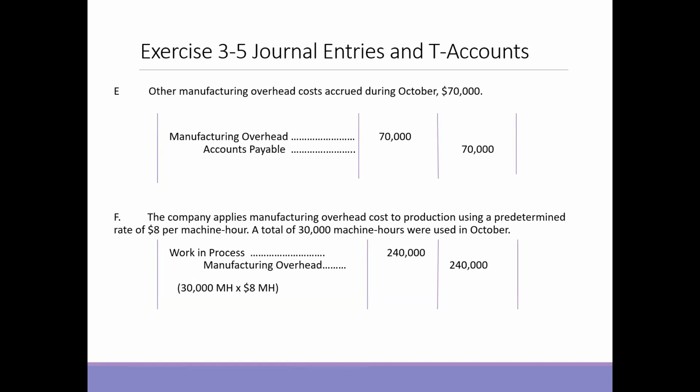Now it says the company applies manufacturing overhead costs to production using a predetermined rate of $8 per machine hour. A total of 30,000 machine hours were used in October. So 30,000 times 8, we're going to debit our work in process. We credit our manufacturing overhead. Make sense so far?